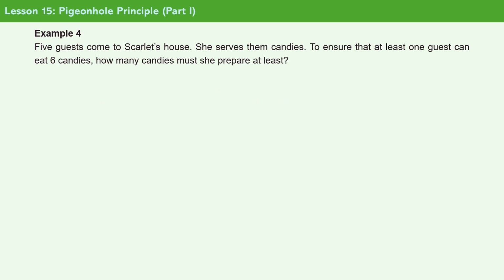Example 4, 5 guests come to Scarlett's house. She serves them candies. To ensure that at least one guest can eat 6 candies, how many candies must she prepare at least?